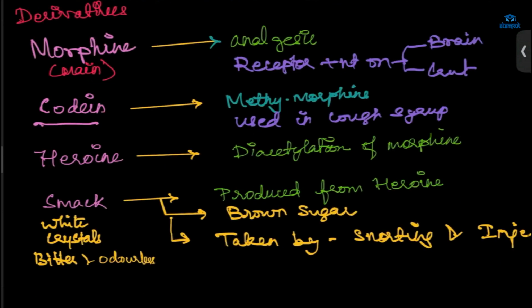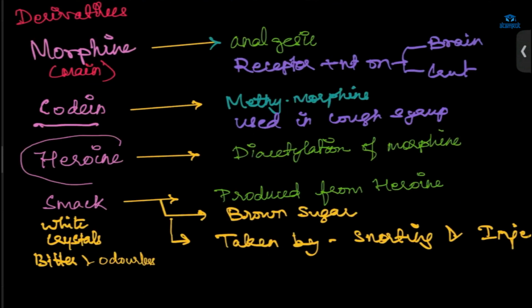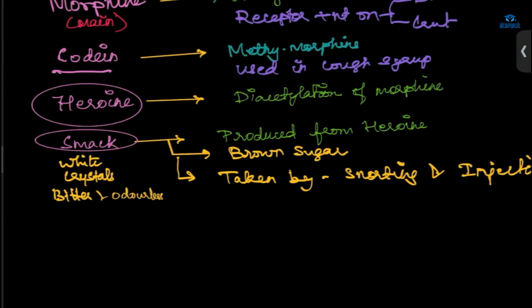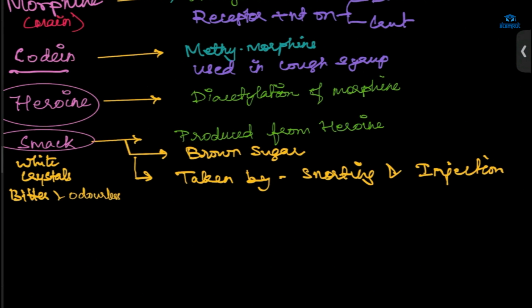Next, heroin. This heroin is very, very dangerous, and smack, both of these are the same, yes, it is produced from heroin. You can see this white crystal-like structure. How is this taken? It is taken by snorting, inhaling, by putting it in the nose. Then by injection.